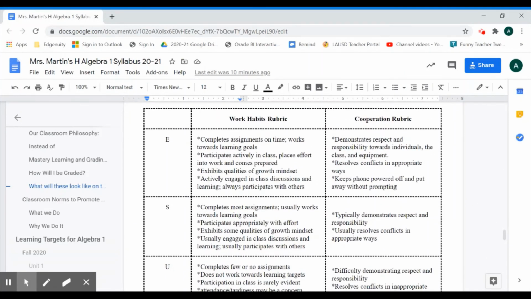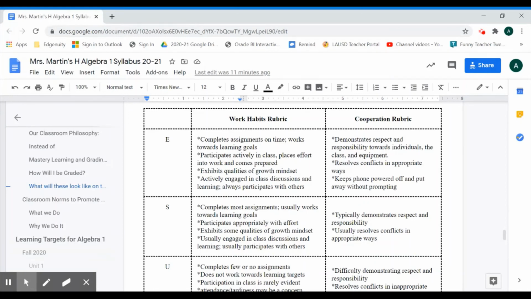Here are a few details about your work habits and cooperation grades. An E means you complete all your assignments and your work towards your learning goals, that you participate actively, that you exhibit qualities of a growth mindset, which we'll talk about more and more as we continue with our work, and that you actively engage in discussions and you always participate with others. An E also means that you demonstrate respect and responsibility towards not only me as your teacher, but also your classmates, your classroom, and the equipment that we're using, including technologies and softwares. And it also means that you're able to resolve conflicts in appropriate ways.